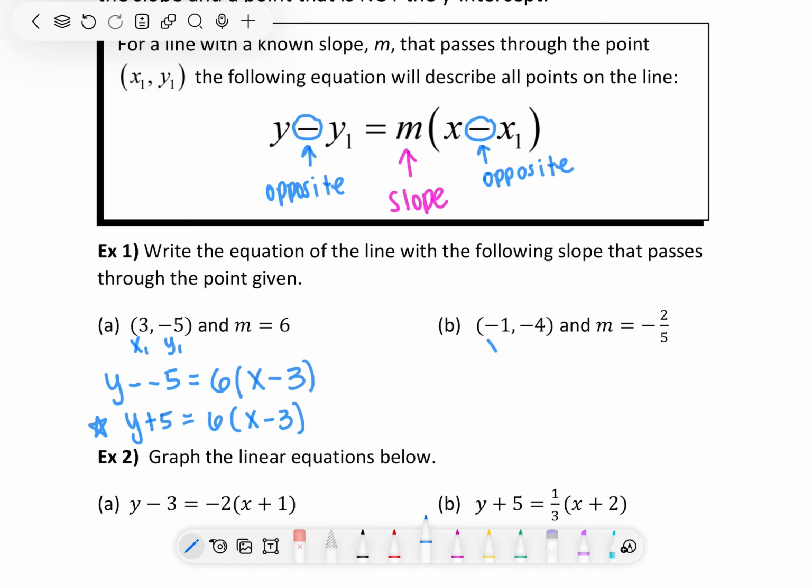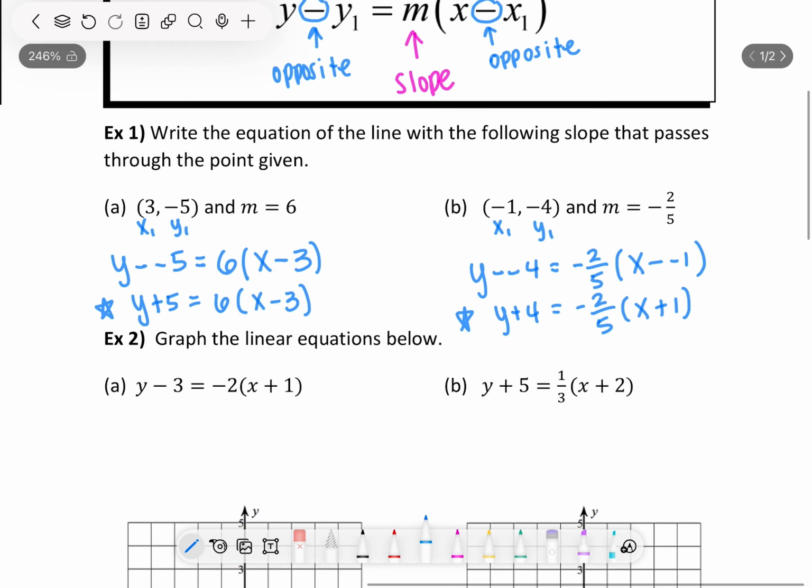For B, let's take a look. We have x1 and y1. We're going to do y minus y1, so y minus -4 is equal to m, -2/5, parentheses, x minus -1. Change these both to plus, so y plus 4 is equal to -2/5, x plus 1. And this will be your final equation there.